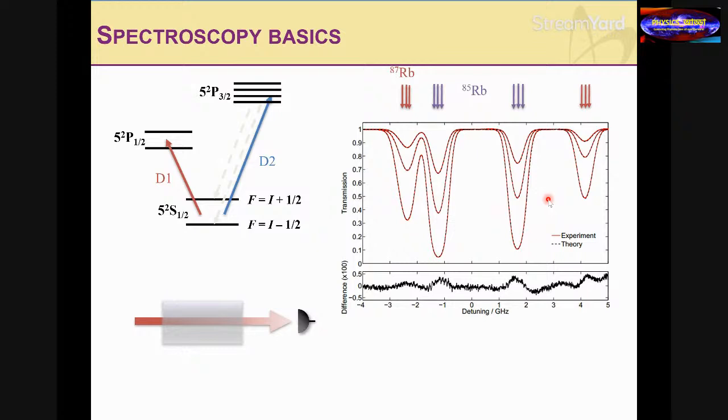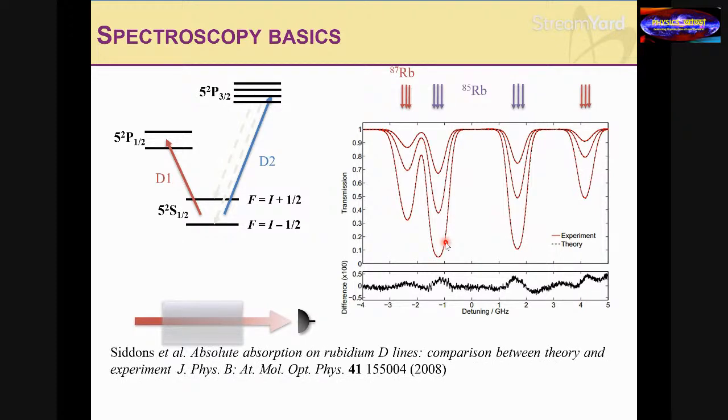So because the agreement is so good, what we actually do is plot the difference between these two. We call the difference the residuals, and we have to multiply by 100 just in order to make the difference visible. So we're very happy that our residuals are on average about 0.1% RMS. So the agreement between theory and experiment is good to about a part in 1,000 typically.